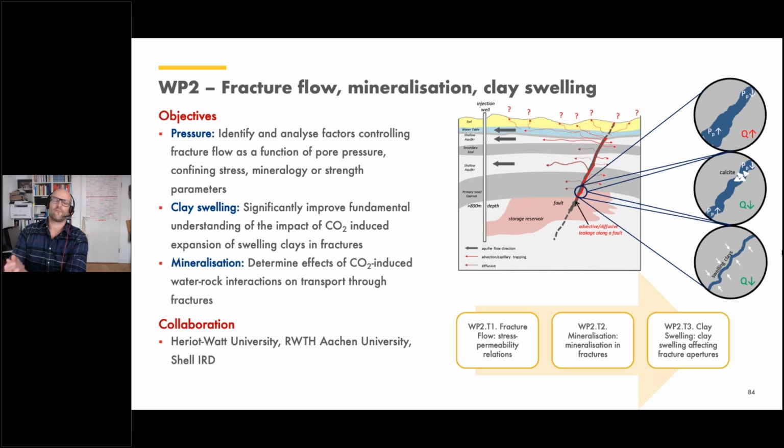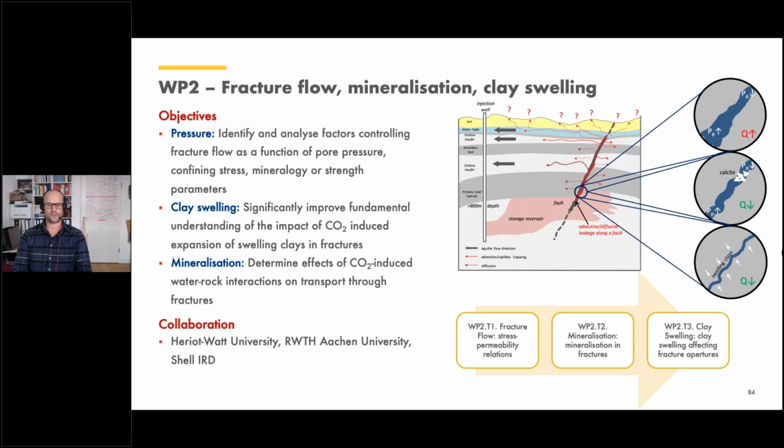So for fault leakage or fracture flow, we identified 3 different physical chemical mechanisms that can have an impact on fracture flow. The first one is pressure. We are increasing the pressure in a reservoir when we are injecting CO2. The second one is chemistry.